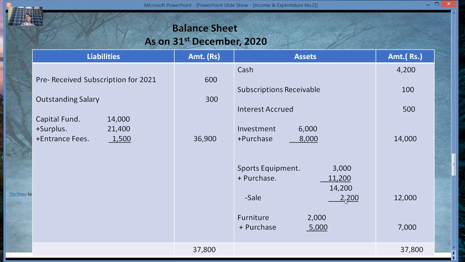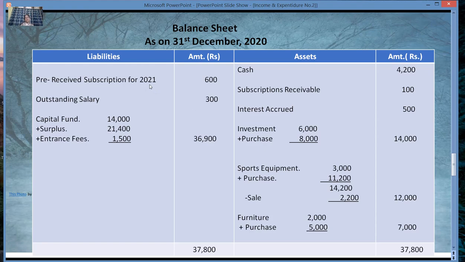Now remember, children, you had a profit of 300. Sports equipment worth rupees 2,200 was sold. So that is to be deducted. Anything sold out is to be deducted. So for sports equipment, there was a purchase. From the receipts and payment account we got the information, and from adjustment we said the value of sports equipment at present with the organization is 12,000. Furniture, as you all know, 2,000 was the opening balance. There was a purchase of 5,000, so 7,000 is your present value of the total furniture.